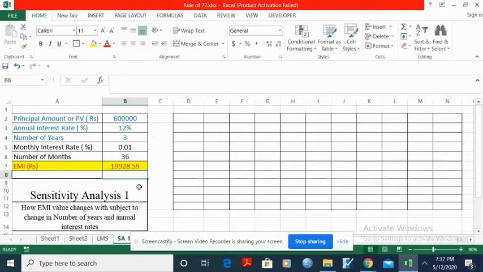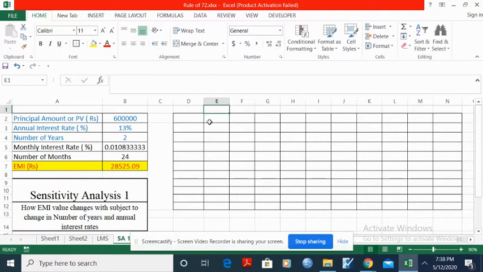So what is sensitivity analysis all about? Suppose I keep changing 12% to 13 percent, we'll see how the EMI will change. Suppose 3 years to 2 years, the EMI will change. Every time I have to change the value of the respective cell to understand the respective change of EMI value. So instead of doing individual values, we can prepare a sensitivity table itself with a large number of interest rates as well as number of years.